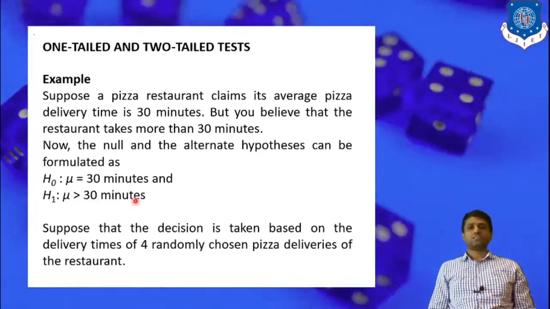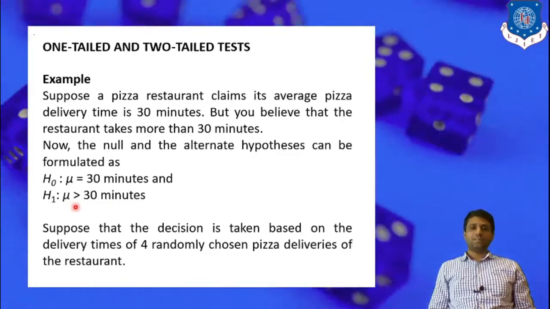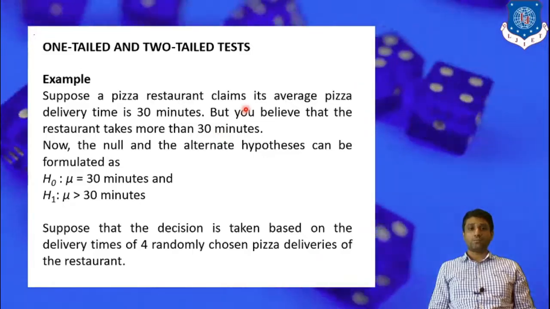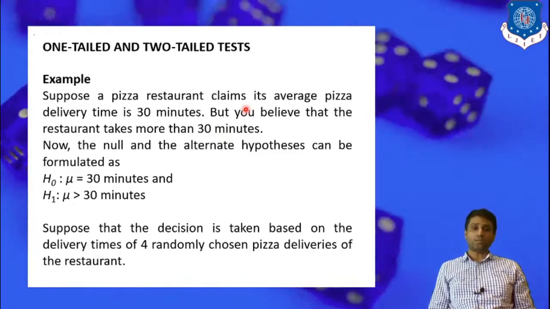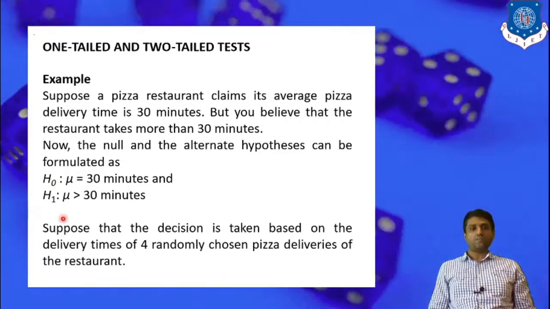Remember, here there is no case for mu less than 30 minutes. Because if the pizza delivery boy delivers the pizza before 30 minutes, that is when mu is less than 30 minutes, the restaurant's statement is right, and we are not interested in that case. That's why we do not include mu less than 30, and write down mu greater than 30.